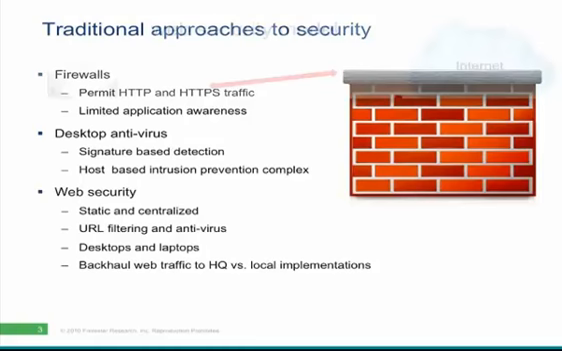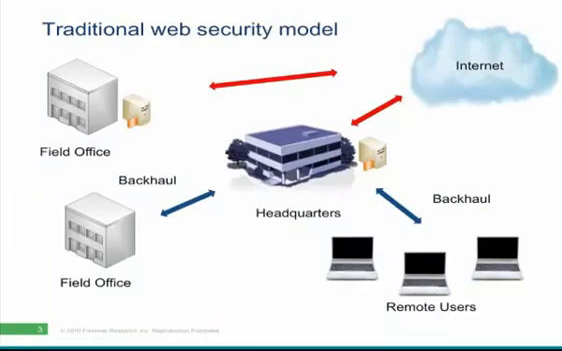And our traditional model kind of looked like this. We had our field office at the top left that had a proxy sitting at it. We had a field office in the bottom left that was actually backhauling traffic towards the headquarters. And all of our remote users who are using laptops are getting backhauled to the corporate office. And then everything goes through the corporate office or the field office with a proxy to the internet and back.